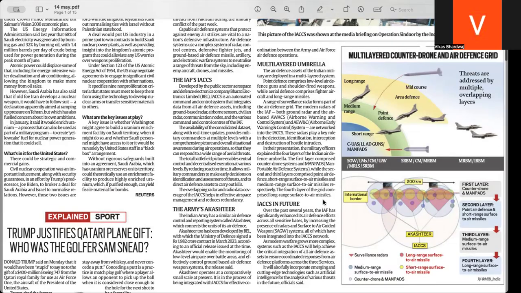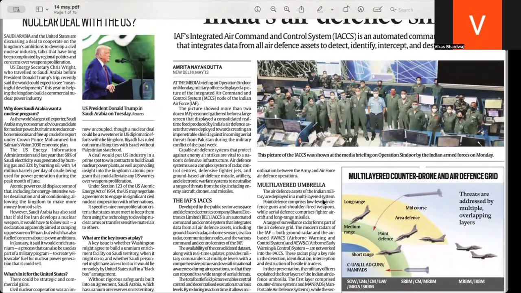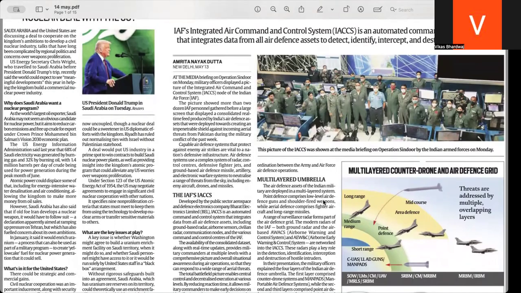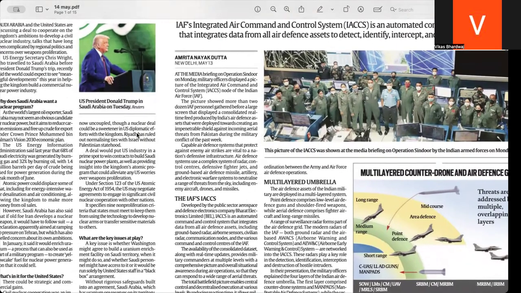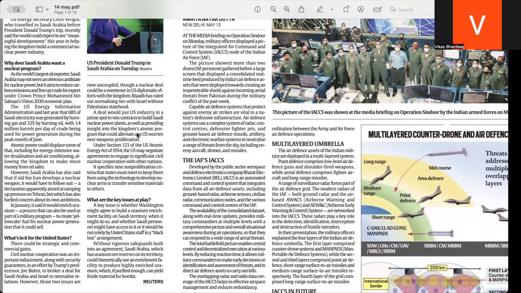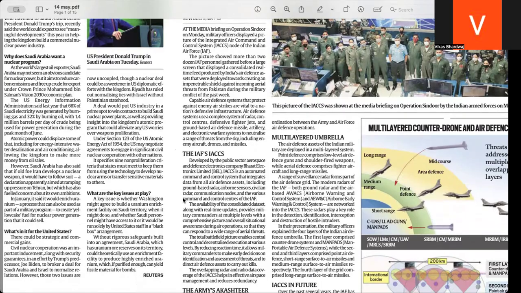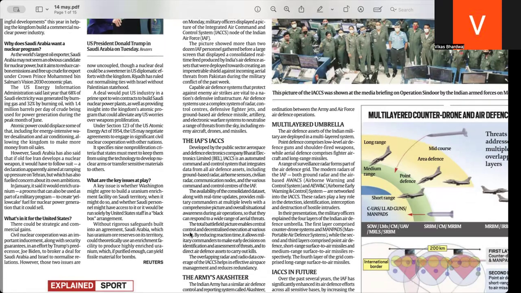If I go on the side one: why does Saudi Arabia want a civil nuclear deal with the US? Because Saudi Arabia wants to work on its Vision 2030 economic plan of Crown Prince Mohammed bin Salman, and it wants to transform its economy from a fossil fuel economy to a green economy. Atomic power could displace energy intensive water desalination and air conditioning.